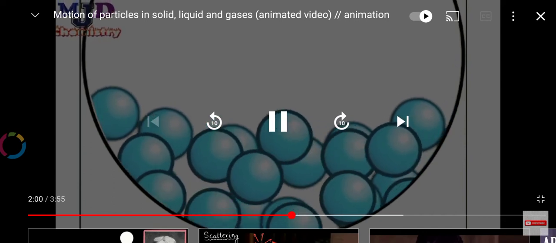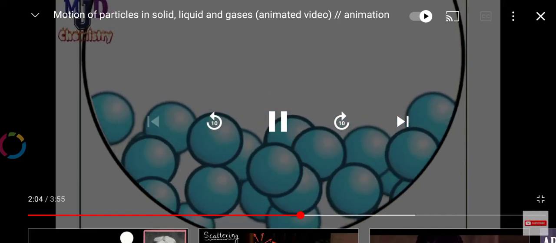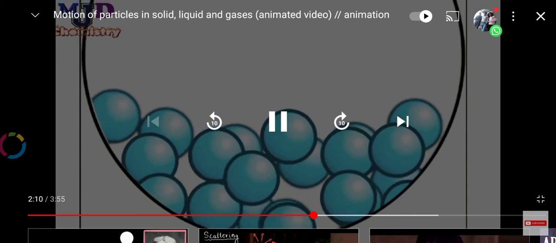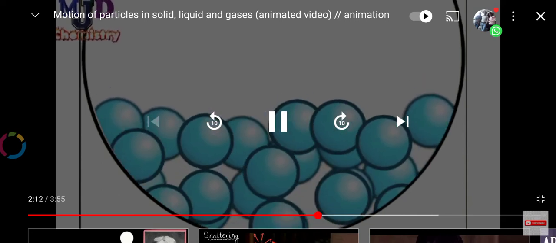You can easily see in this animated video the particles of liquid move randomly due to the presence of kinetic energy in the molecules. The kinetic energy helps the molecules or atoms in the liquid to move from one place to another place. That is all about motion of particles in liquid.